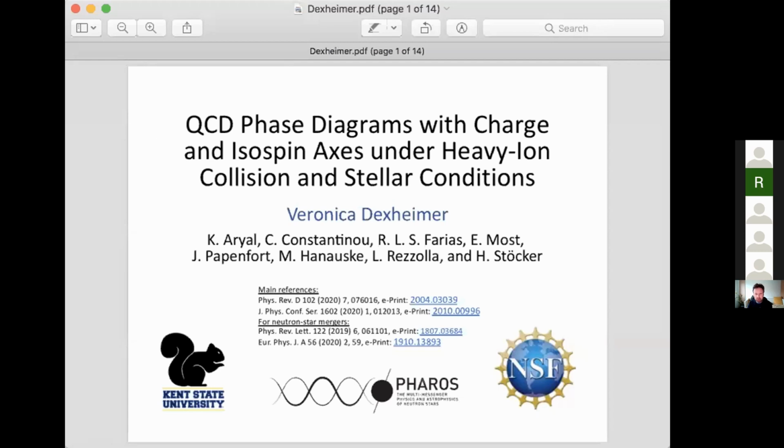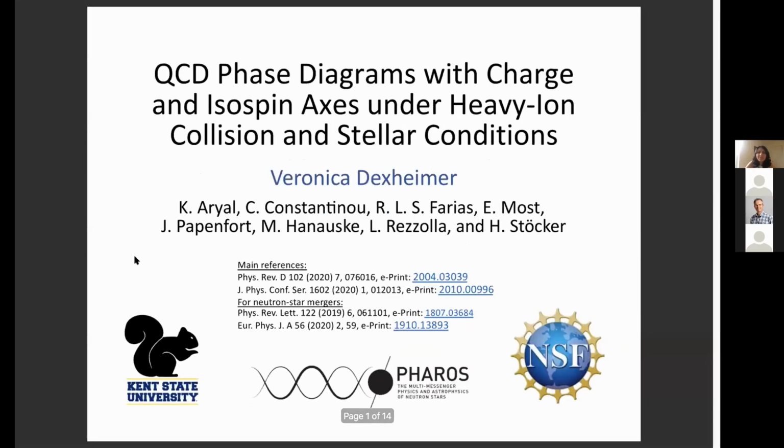So it's on QCD. Actually, I realized that all the talks have QCD in the title, except the last one. But then the third to last one has QCD in the title twice. So it was a preservation of QCD in the title. And so this is all about QCD phase diagram with charge and isospin axis. Go ahead, Veronica. Thank you.